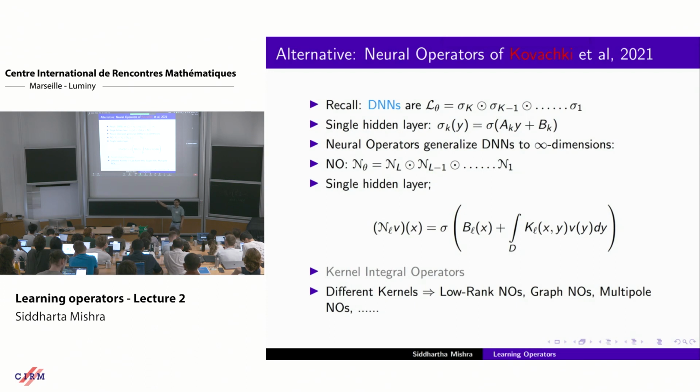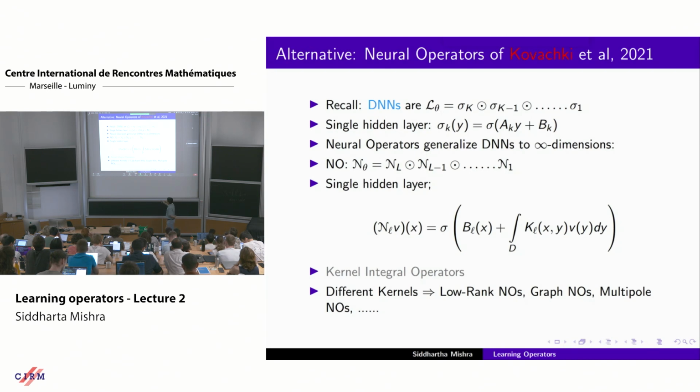Take functions, operate on them, and get functions out. Now, of course, there is an issue, because how do you choose the kernel? The kernel is what is going to be learnable, right? So learning parameters are in the kernel, just like the weights and biases.